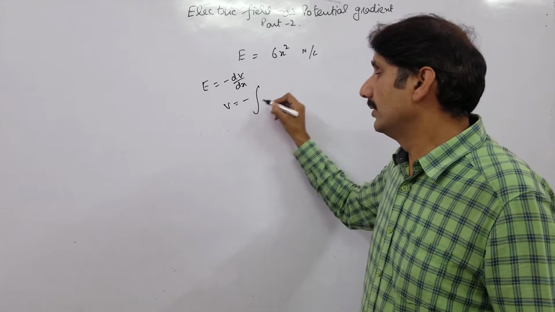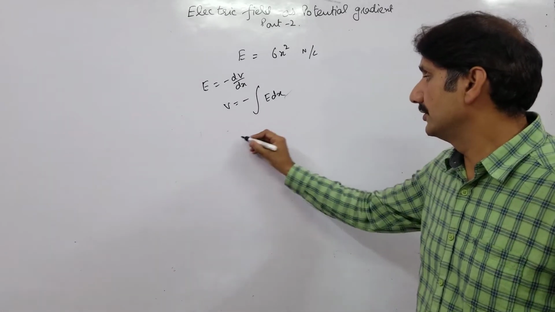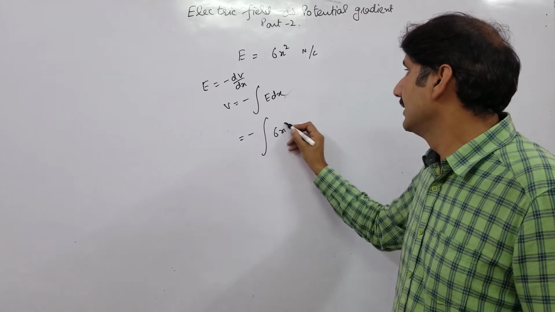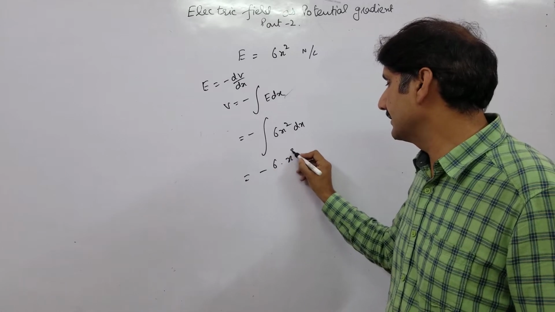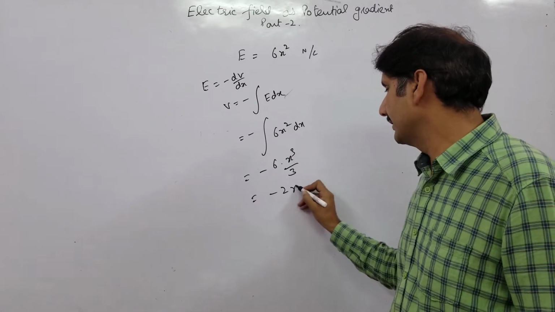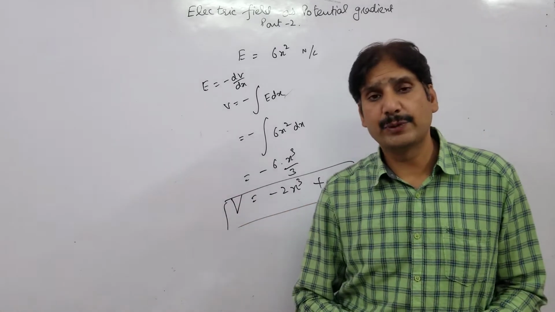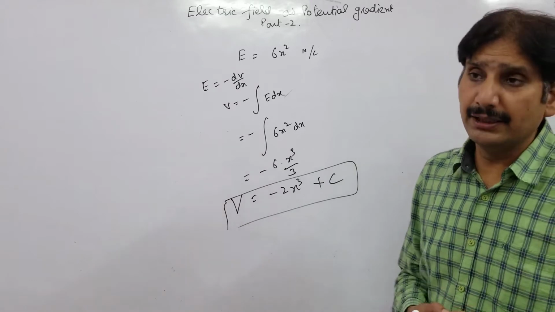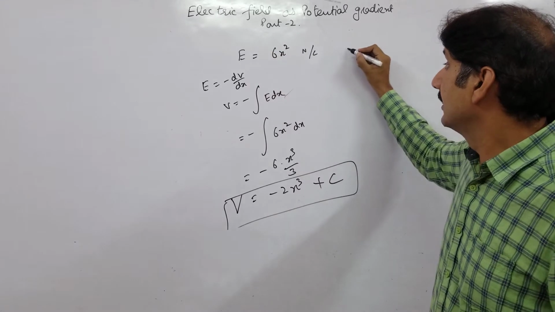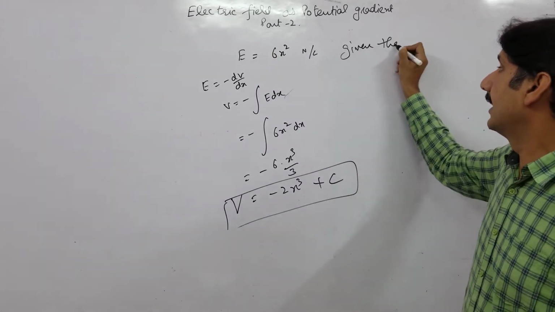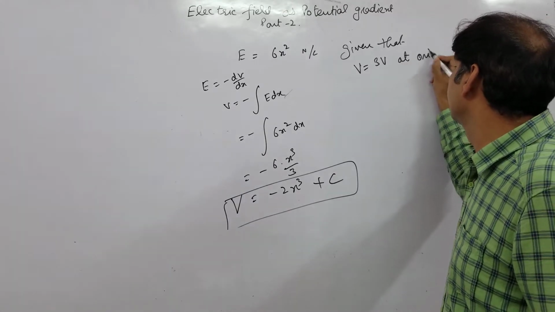So V is equal to negative of integration of E dx. Just put in the value of E, which is given to you, 6x squared dx, and integration will turn out to be 6x cubed divided by 3, which is minus 2x cubed, plus some constant. That constant can be obtained from some initial condition. For example, the question may say find out electric potential where electric field is given, that potential is 3 volt at origin.